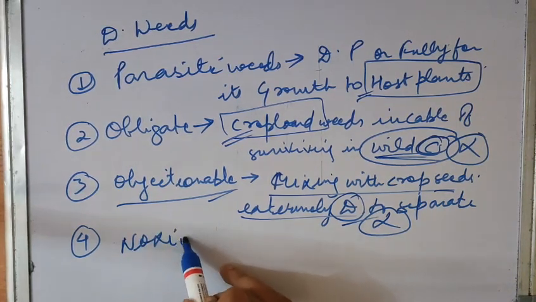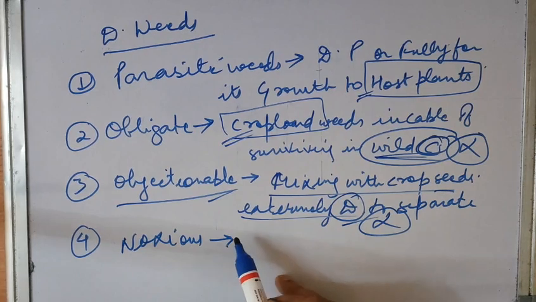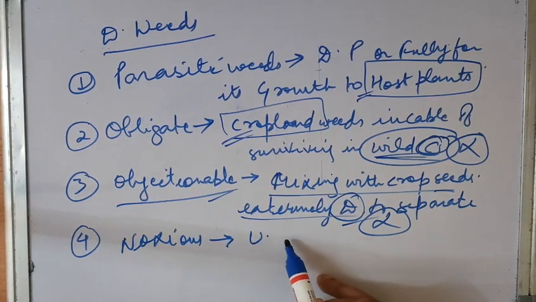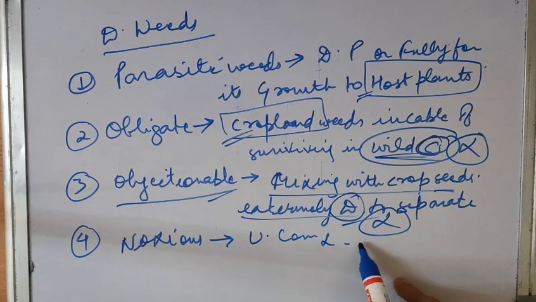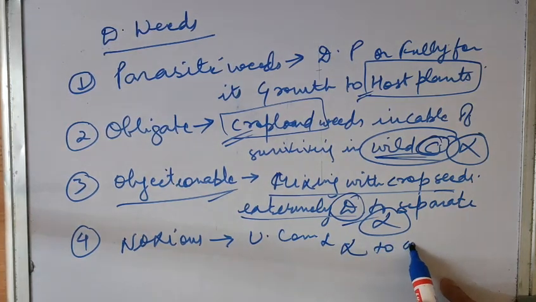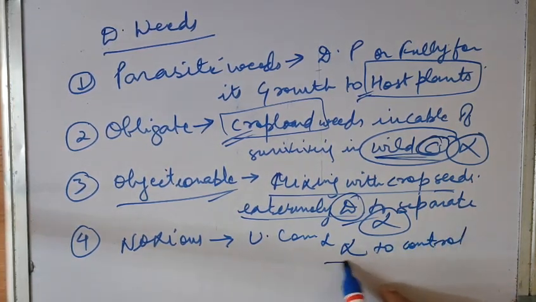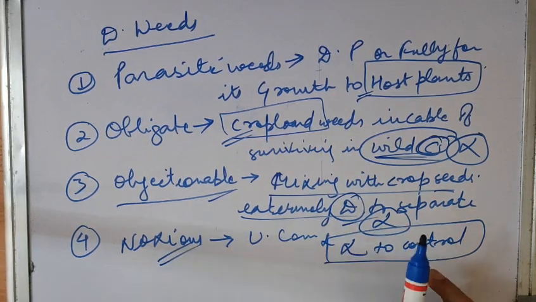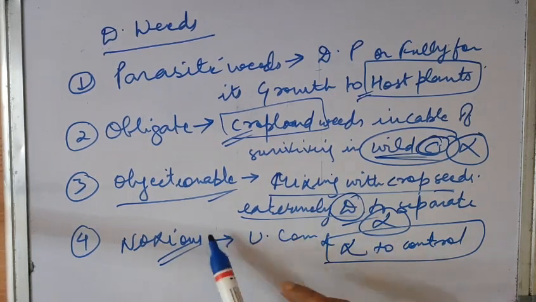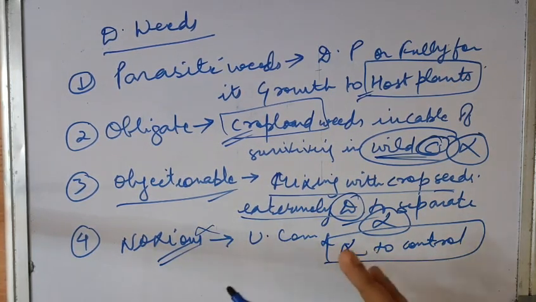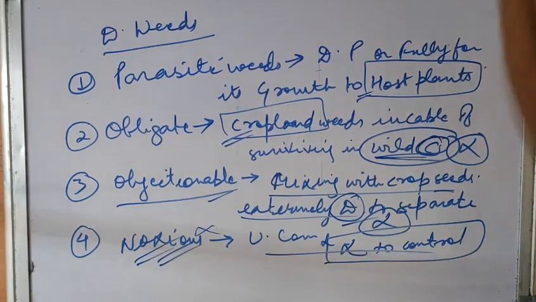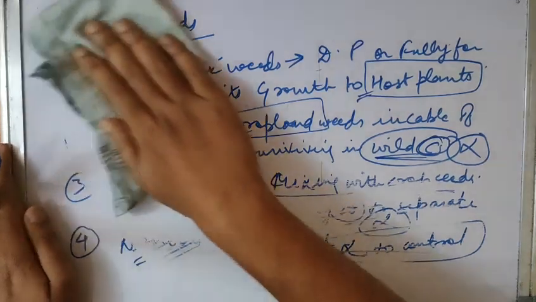Coming to noxious weed. This is an undesirable community, difficult to control. These are the most difficult weeds to control. You apply pesticide, they will die, and after some time they will appear again. That is why noxious weeds are very difficult to control. Moving on to the next types.